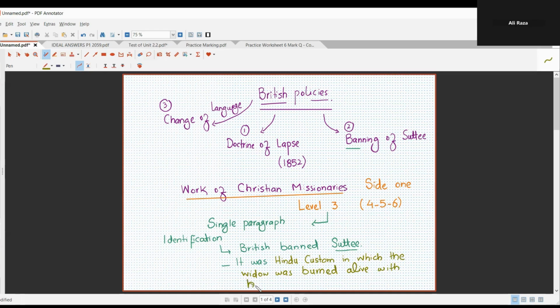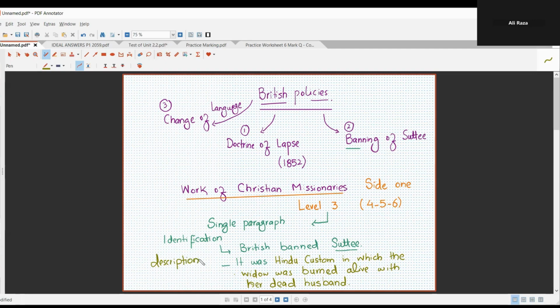Now, यहाँ तक you have described it to the examiner that what was sati and that it was banned by the British. लेकिन यहाँ तक पढ़ के तो examiner कह रहा है, or he is thinking कि यार ये तो बिल्कुल ठीक हुआ, this was something that was supposed to be happening. This part is known as description. It is known as description or explanation, where you are explaining what the policy was that you have just named.